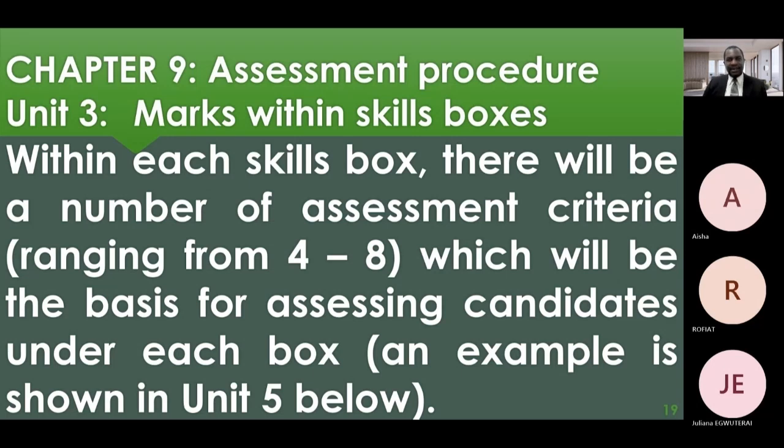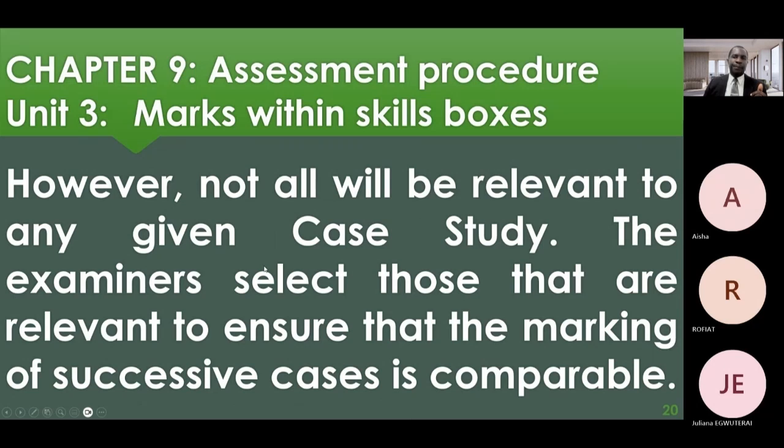So let's look at the mark within the skill boxes. Within every skill box, those 25 ones we spoke to, there will be a number of assessment criteria. It ranges from 4 to 8, which will be the basis for assessing candidates under each box. In Unit 5, we'll look at an example very graphically. These boxes are relevant to the case given, so you need to align the case with these boxes.